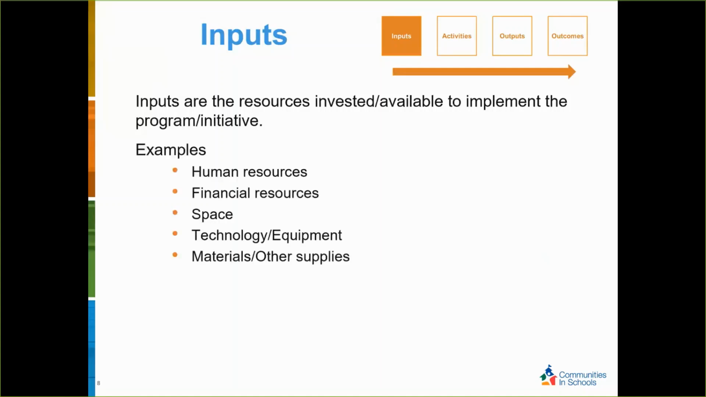Some examples of the inputs include human resources, so for instance, personnel with sufficient abilities and skills to implement the activities, money or funding needed to cover the cost of the activities, space or facilities needed to conduct the activities, any technology or equipment required in order to undertake activities, for example, computer hardware, software, printers, copiers, and any other supplies or materials needed for activities. These could be office supplies or training materials.